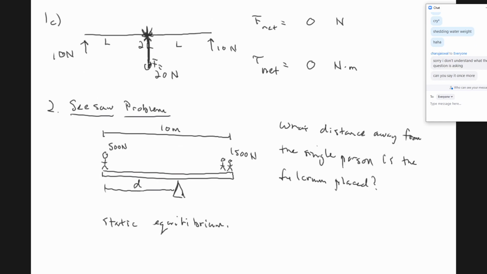So the question's asking, what distance away from the single person should this beam center thing, the fulcrum, be placed so that this seesaw doesn't move? It's balanced.